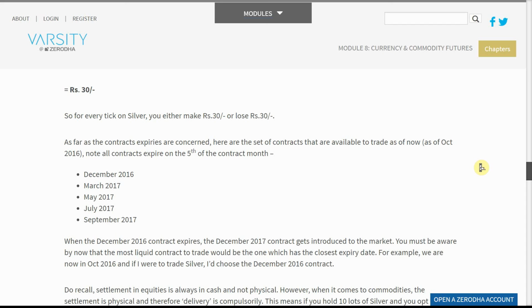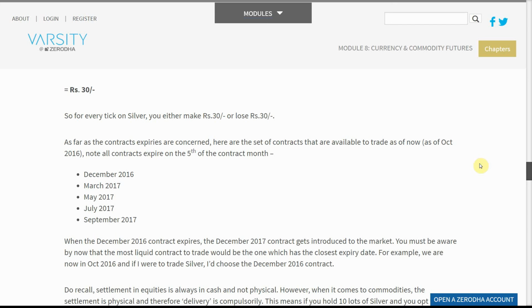As far as the contract's expiries are concerned, here are the set of contracts that are available to trade as of now, as of October 2016. Note all contracts expire on the 5th of the contract month: December 2016, March 2017, May 2017, July 2017, September 2017. When the December 2016 contract expires, the December 2017 contract gets introduced to the market.